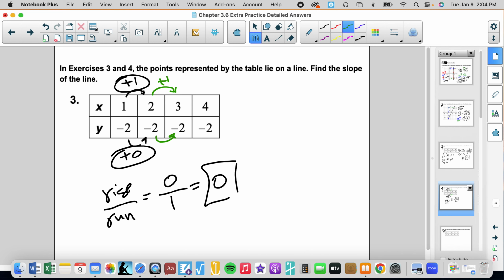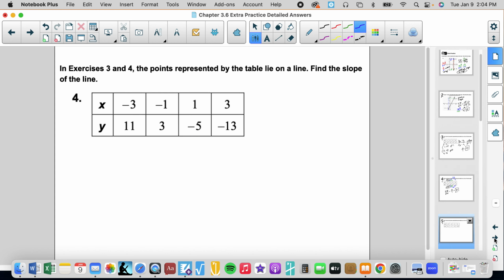That's +1, that's +0. Or we can even jump multiple points. Multiple points is going to give you +2 and it's still 0, which simplifies to 0 over 2. We're always going to do the difference of y's over the difference of x's. We'll do it for this one also. So here we're going to add 2. Here we're going to subtract 8. So we get -8 over +2, which simplifies to -4, slope of -4.